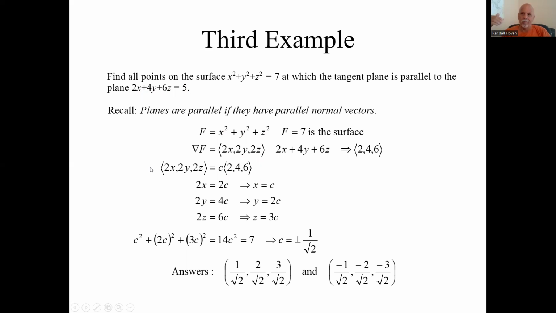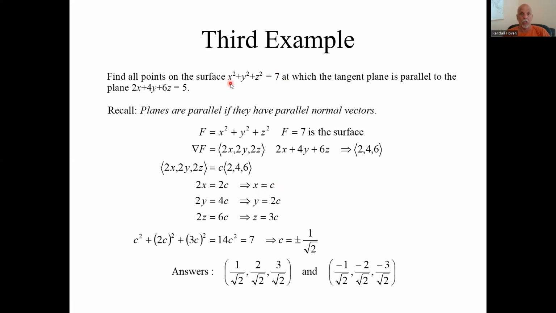This is like the first problem we just did. We have three scalar equations coming out of this, four unknowns, and it says find all points on this surface. This would be our fourth equation. This says 2x equals 2c, 2y equals 4c, 2z equals 6c. Once I have c, I have x, y, and z. All points on the surface, which means this also has to be satisfied.